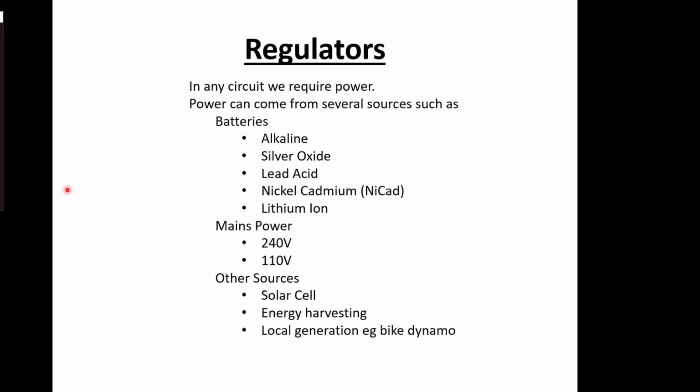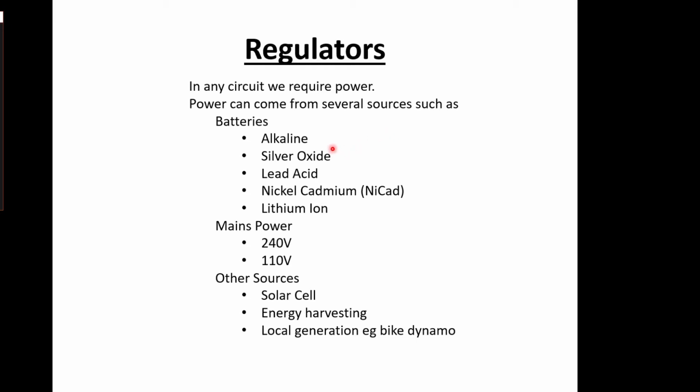Okay, so regulators, as discussed. This is all to do with conversion of power and allowing circuits to have the power supplies that they need to operate. So in any circuit we're going to require power. Power is one of the biggest problems for people when they're designing circuits. They don't think about it very much at all, really. So we need to consider where our power can come from, and it can come from many sources that we're aware of.